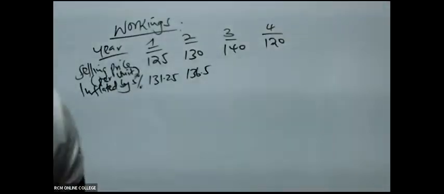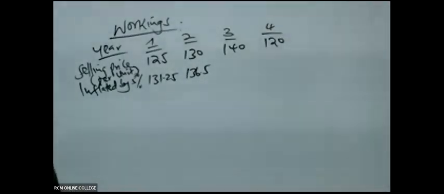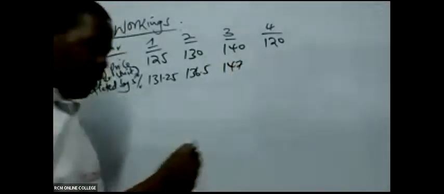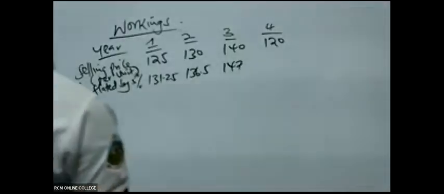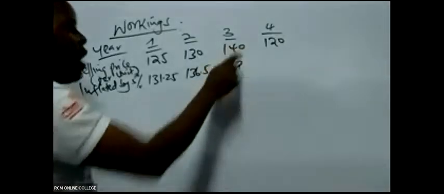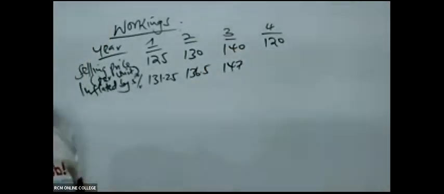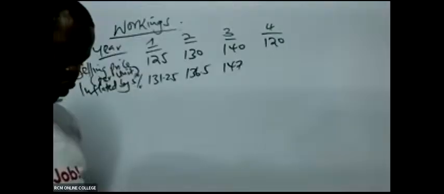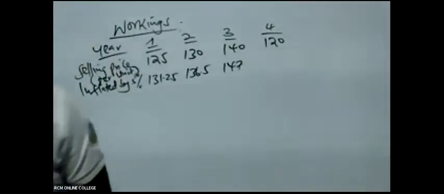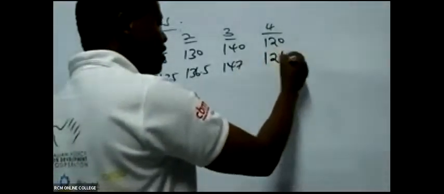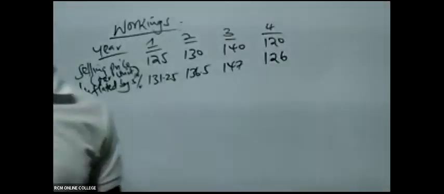Year 3, we are getting 147. We are inflating by 5%. So we are inflating 140 by 5%. You take 140 as 100 and multiply by 1.05. So it will be 147. Year 4 is 126. Are we together?